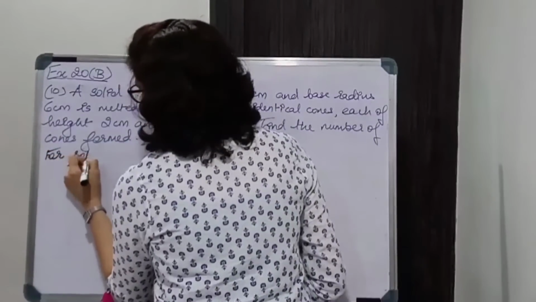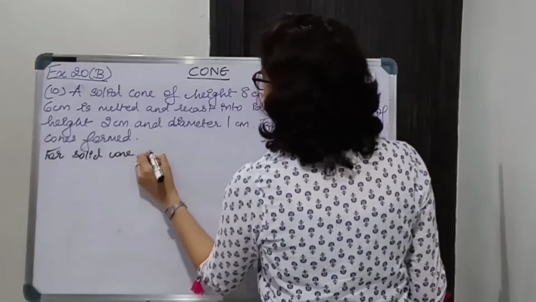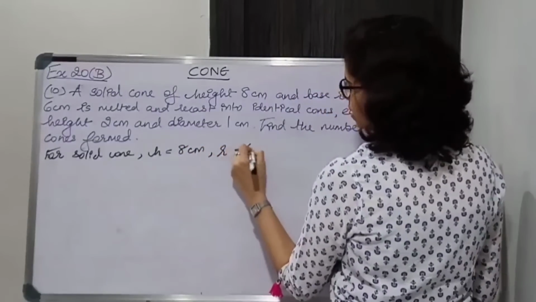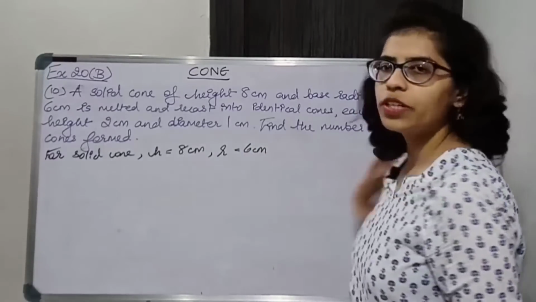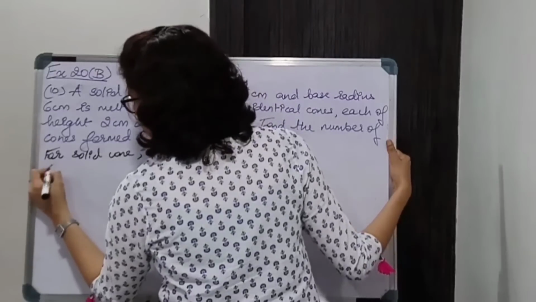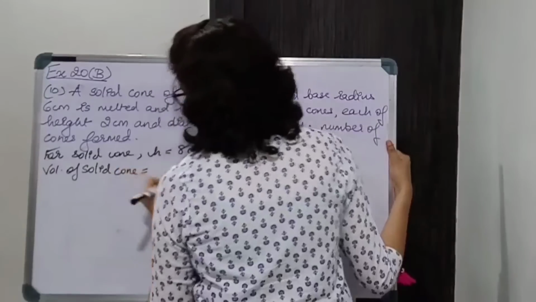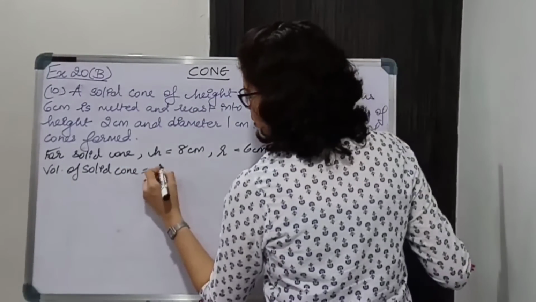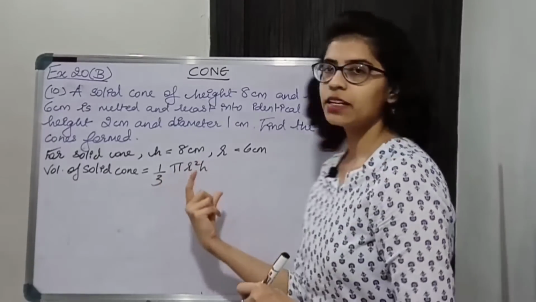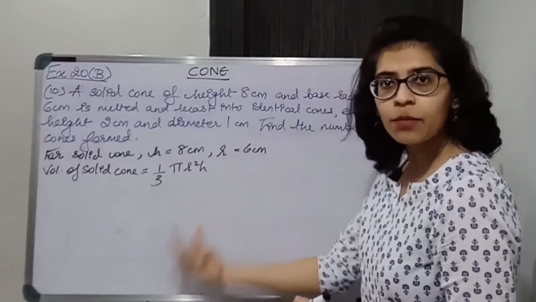For the solid cone, we are given height equal to 8 centimeter and base radius 6 centimeter. We don't need l over here. To find the volume, it is 1 by 3 pi r square h. So the volume of the solid cone is equal to 1 by 3 pi r square h. Now here also pi r square h will come, for the small cone also pi r square h will come. So we can use r, h the same for both of these.